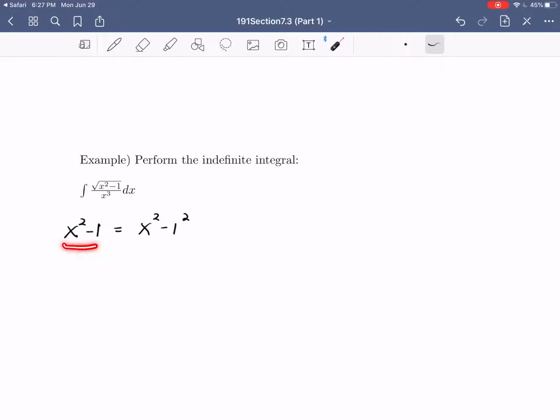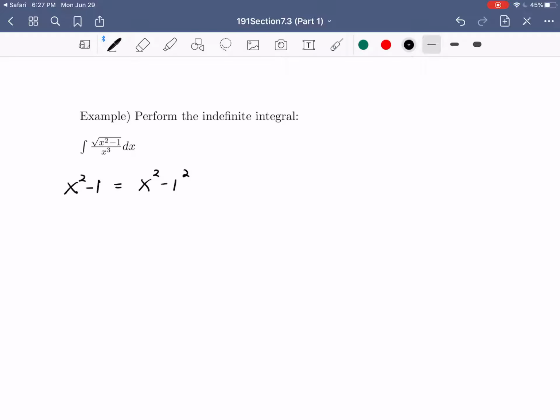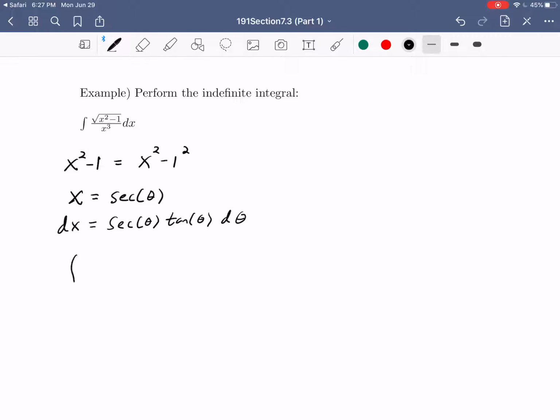So when you see something where it's x squared minus a constant, you definitely want to make use of the secant substitution. So in this case, we're going to do x is equal to secant theta. And then we have to do our differential, which will be secant theta tan theta d theta, because that's the derivative of secant. Let's go ahead and plug this stuff in.